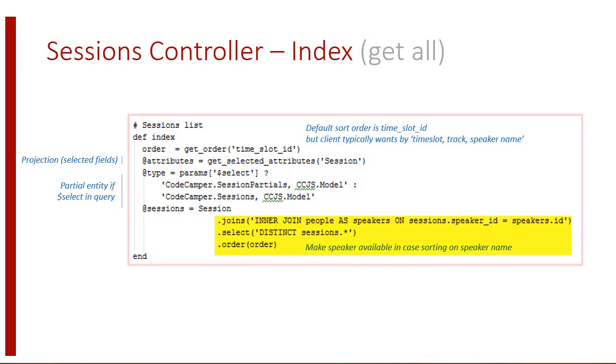The join there at the bottom to speakers is there for ordering purposes, because the client can ask Rails to sort things on the data tier rather than try and do that on the client tier. And it does so by passing a parameter as part of the URL that specifies that order, and that order might involve speaker information. So we have to do the join for sorting purposes, but in fact the actual data shipped will only be session information.